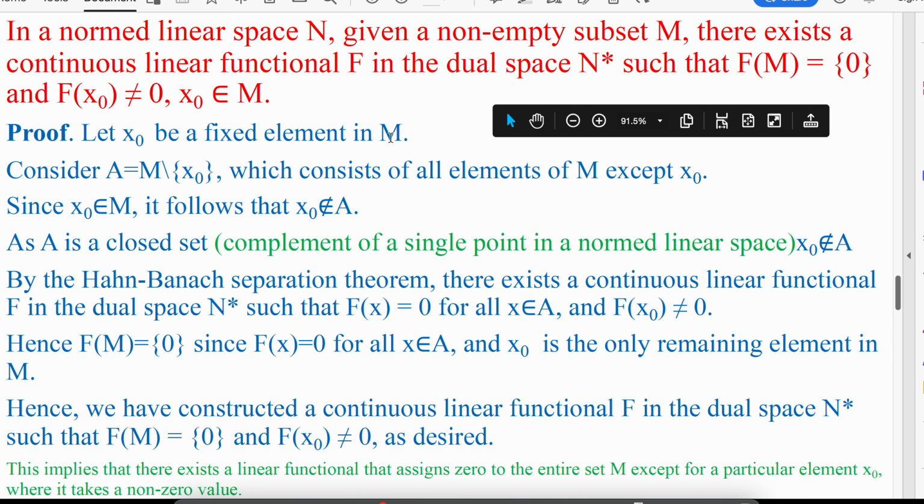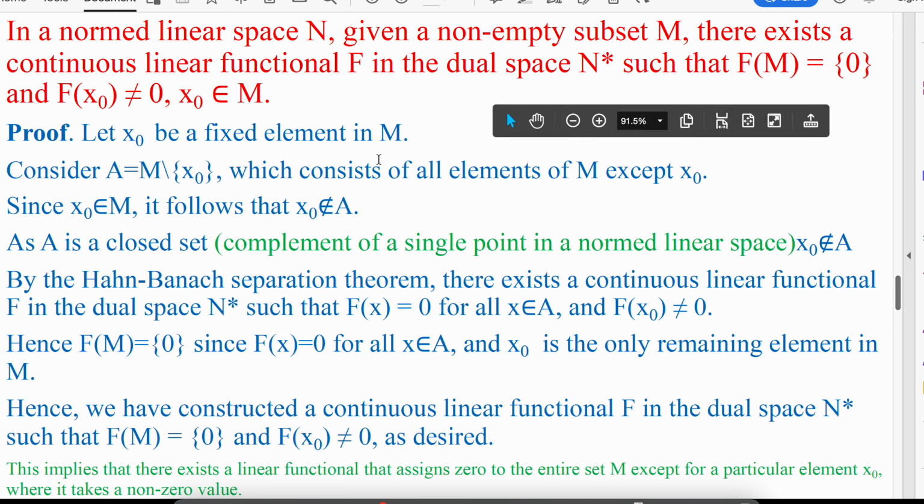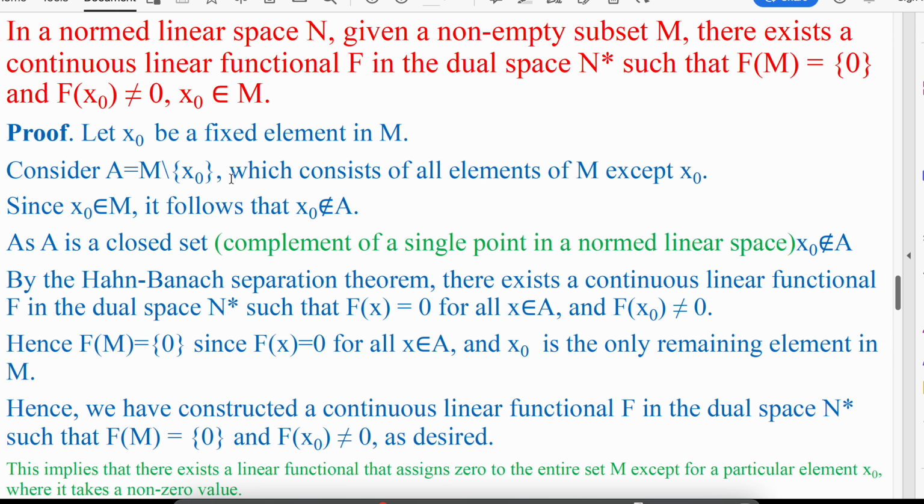Let x_0 be a fixed element in M. Suppose A is equal to M minus x_0, which consists of all the elements of M except x_0, because x_0 belongs to M as its fixed element, and x_0 does not belong to A. We know that the complement of a single point in a normed space is closed, so it means A is a closed set.